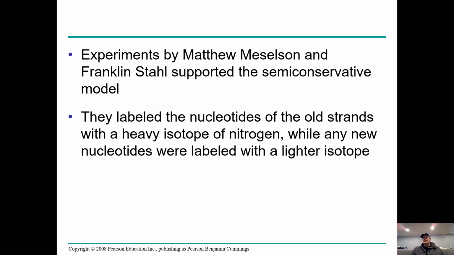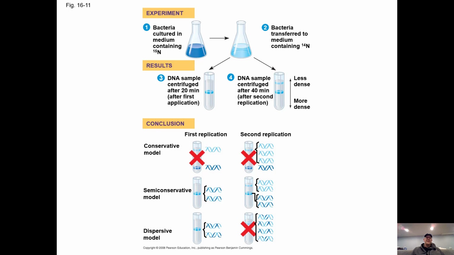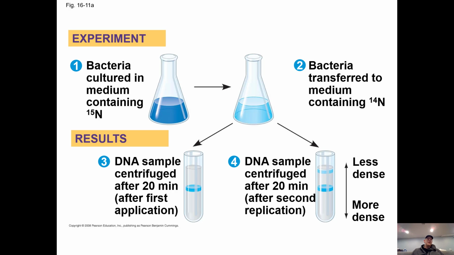So how do you study that, right? Well, they used heavy nitrogen. Nitrogen normally has an atomic mass of 14. This one has an atomic mass of 15. That's why it's considered heavy nitrogen. So what they did is they took some bacteria and grew it in heavy nitrogen, and that means that the DNA is going to be heavier. The original DNA is going to be heavier than whatever else comes along.